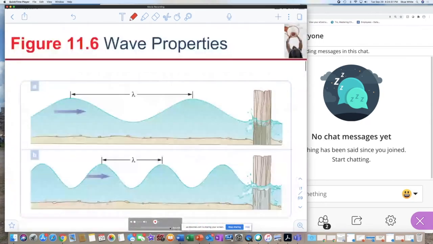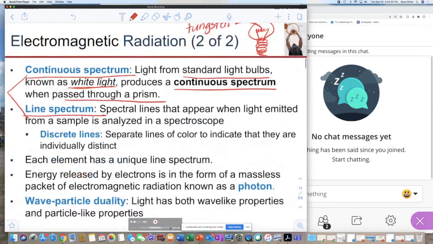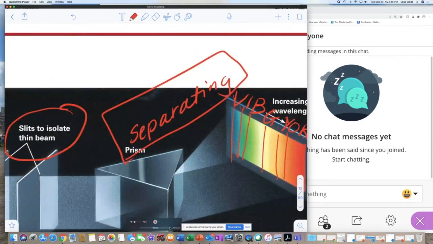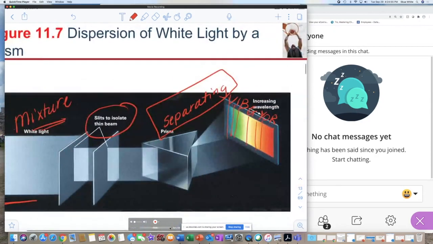And we see that with a regular light bulb. And then if you look at these, it's technically a band of colors, but it looks like tie-dye, right? Once again, I found out tie-dye is in. So it looks like tie-dye, where one color is bleeding into another. So this is called a continuous spectrum.